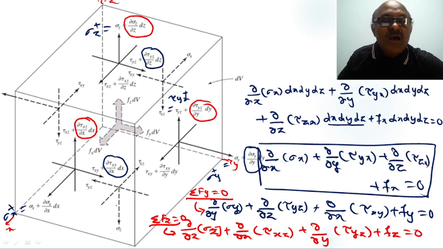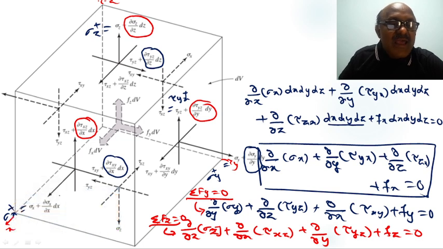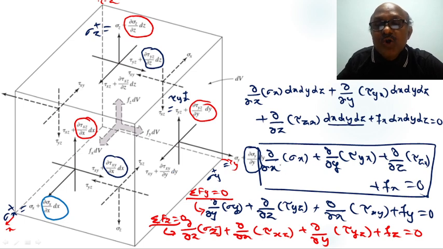Okay, my dear students, is all of it clear? It is very simple. For example, I consider x direction. I will use a different color. This is x direction, one force, that is dou by dou x of sigma x. Next, what is the x direction force? There is another force, dou by dou y of this one, yx.